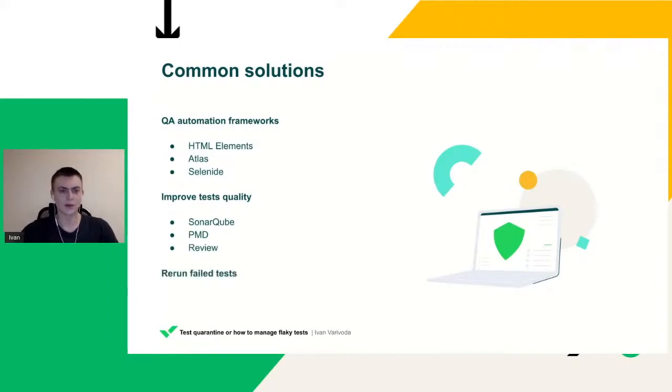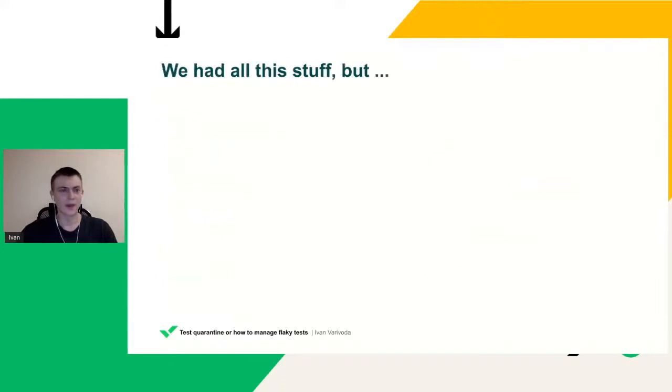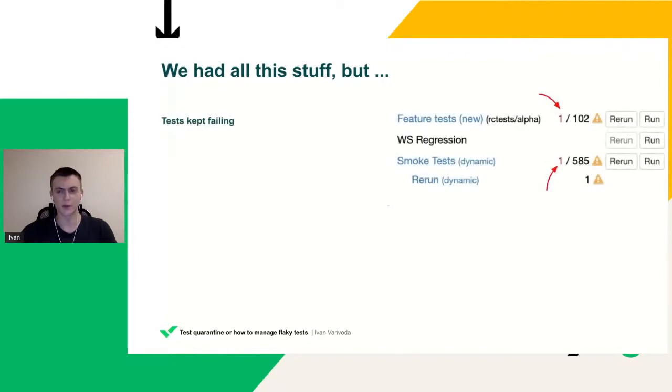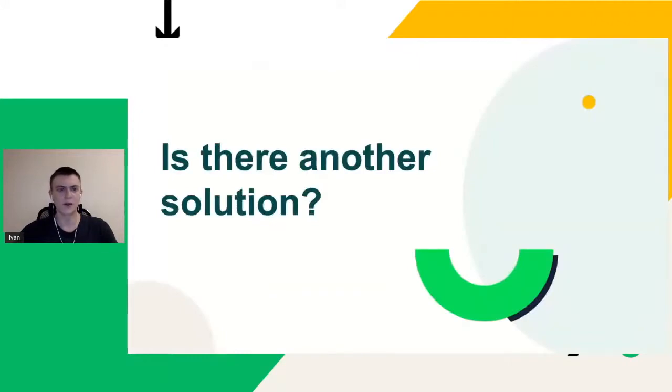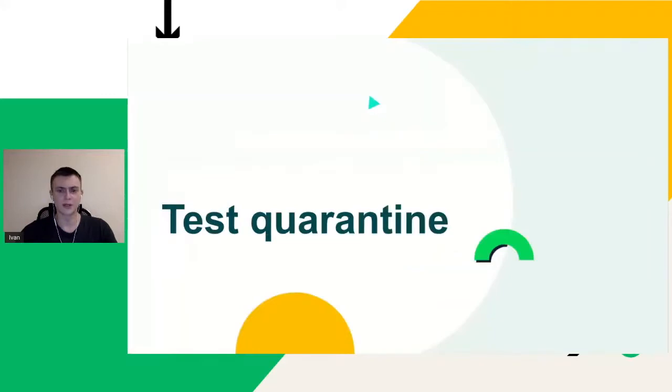And the third solution is just to rerun failed tests. I think this solution is obvious. We had all this stuff, but our tests kept failing, and we saw a lot of pictures like these ones. Here you can see that we had one broken test, and then we ran it, and then it passed. So here you can see a really real flaky test. And we started to think, maybe there is another solution for this problem? And we came up with test quarantine.